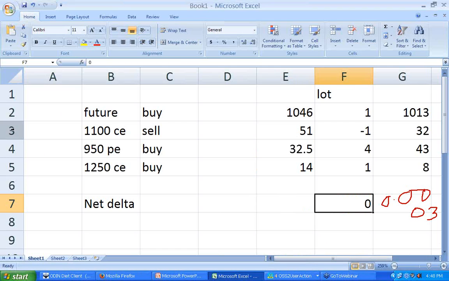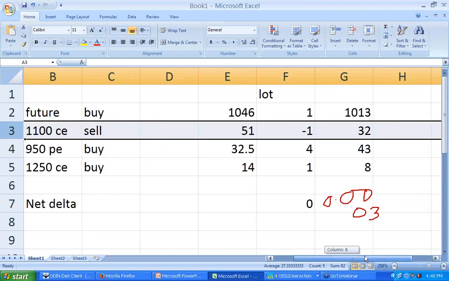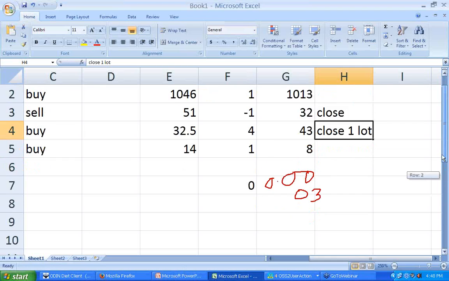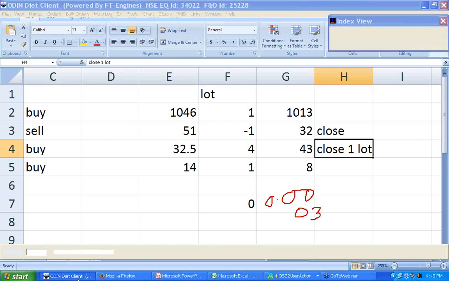The 1100 call option which I had sold at 51, I bought it back and closed this one, one lot of this. Keeping all three open, I closed these two things. I have just closed these two things and I was waiting.